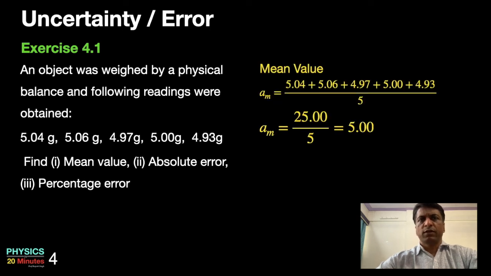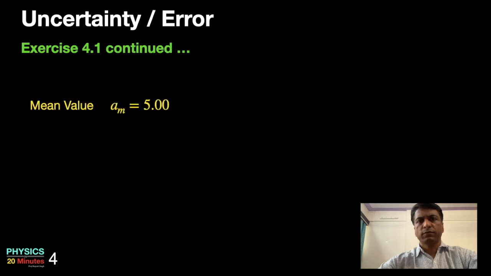Here is the solution. You can see that we first find the mean value. We take the sum of all the individual readings and divide by the total number of observations. That gives you the mean value as 5.00. Each reading is up to the second decimal place. Mean value, now we have got 5.00. Now we can calculate other errors.